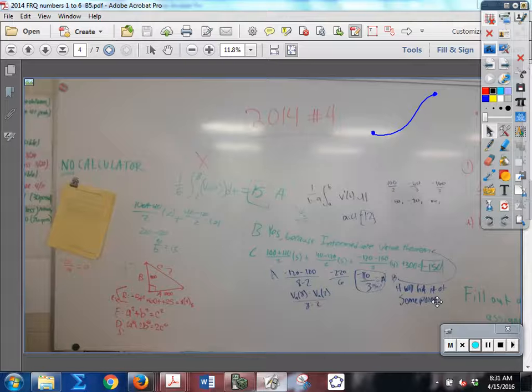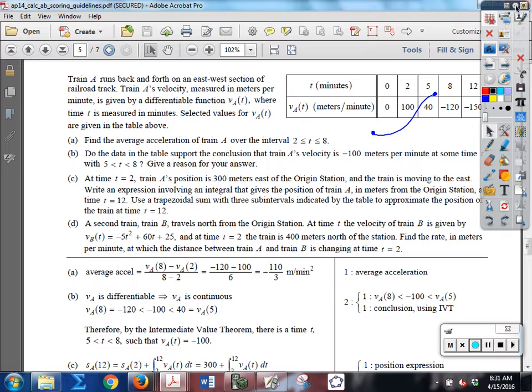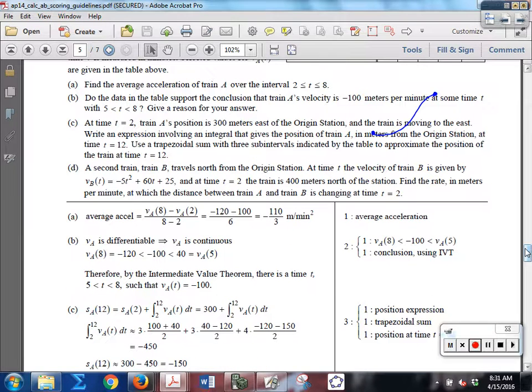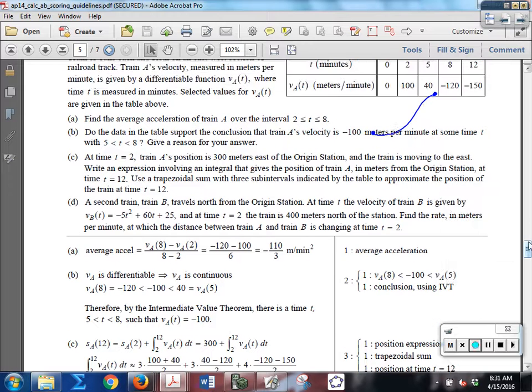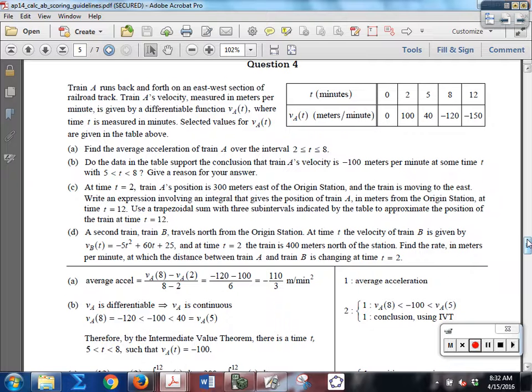The intermediate value theorem, that is awesome to say, but you have to explain it a little bit more. You need to say what the intermediate value theorem is. You can't just say intermediate value theorem. We know that if this is 40 and then it goes to negative 120, it has to do with the fact that this is a differentiable function, so you know that it's smooth and continuous because it's differentiable. If not, it might jump around and have holes in it, and we know that a train is not going to jump from something to something, it's going to go through all the values.